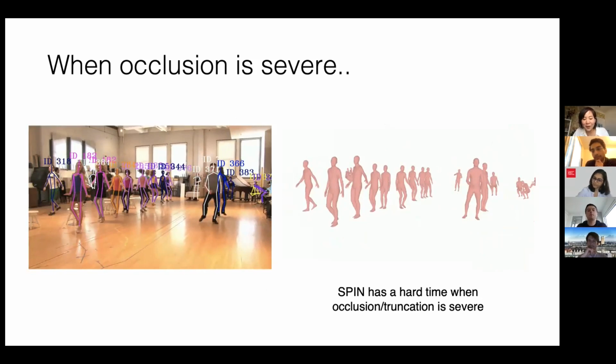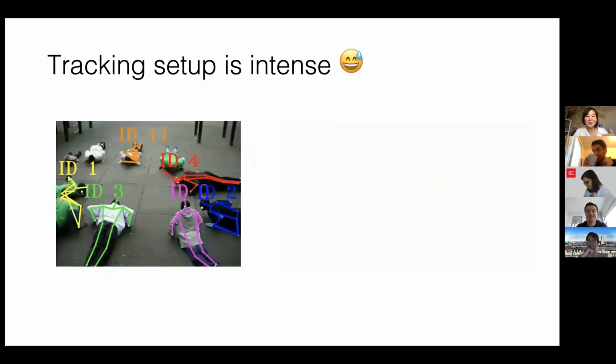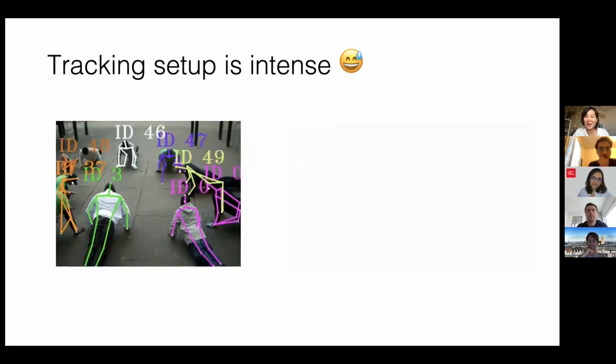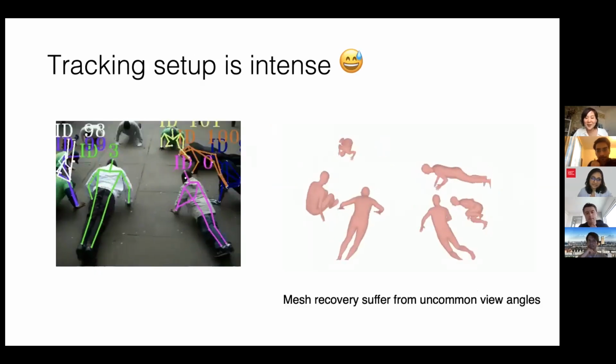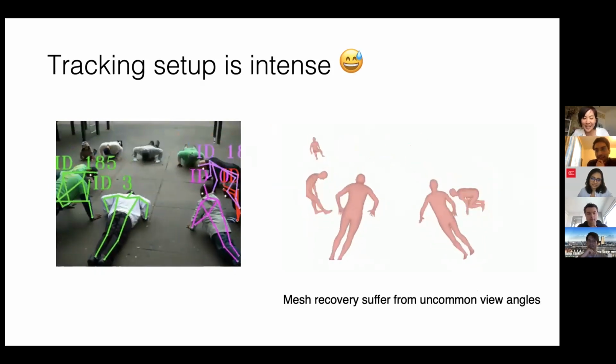So therefore, you couldn't really use their 3D box more reliably. And really, the thing is that the tracking setup is really intense, which is a great thing. For example, here's another kind of image that we don't really deal with: unusual viewpoints. Mesh recovery approaches suffer from these uncommon view angles. And I think this is fantastic.